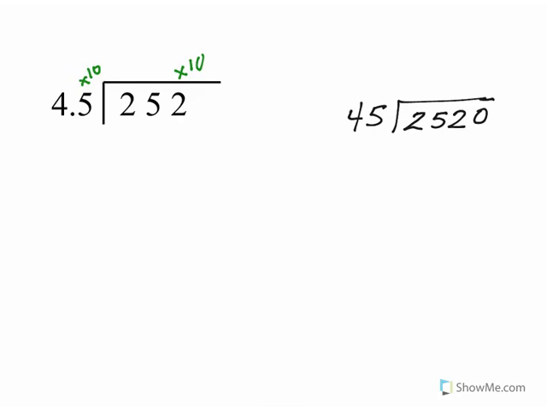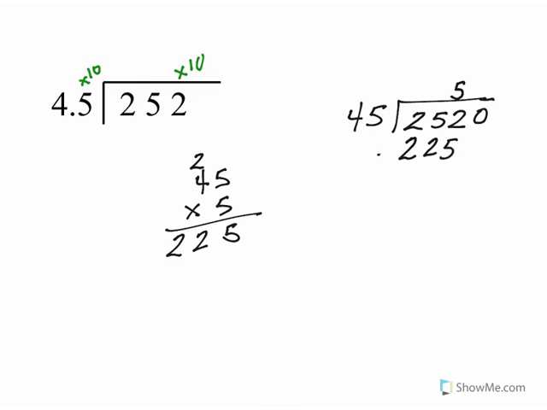I know that I can't get a group of 45 out of 2. I know that I can't get a group of 45 out of 25, but I can get groups of 45 out of 252. 45 is close to 50, and I could get 5 groups of 50 out of 252. I'm going to multiply 45 times 5. 5 times 5 is 25. 5 times 4 is 20, plus 2 is 22. So 5 times 45 is 225.